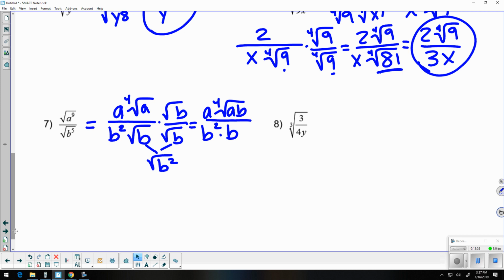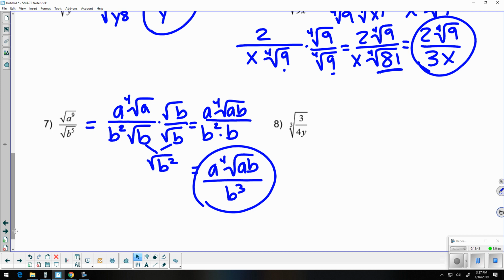So if I clean this up, my final answer would be a to the 4th, square root ab. On the bottom, you would have b cubed. And there's your answer. Okay. Last one, number 8. This is going to be the messiest one that we got because nothing simplifies. You have the cubic root of 3, which you can't do that. Cubic root of 4, can't do that. Cubic root of y, can't do that.